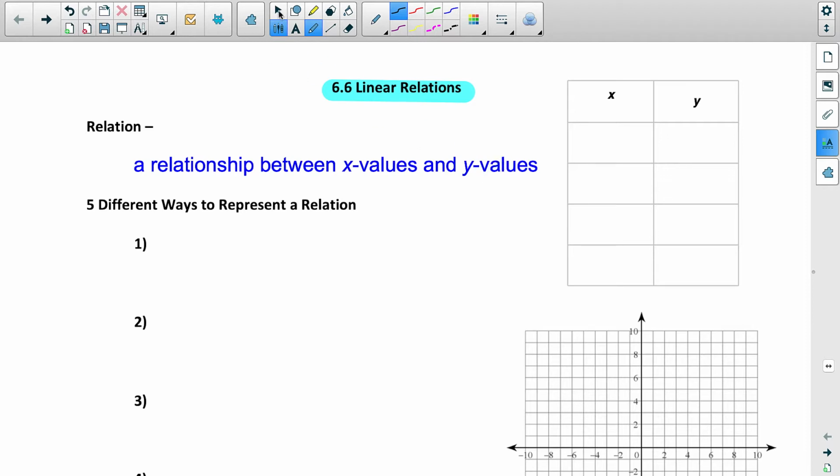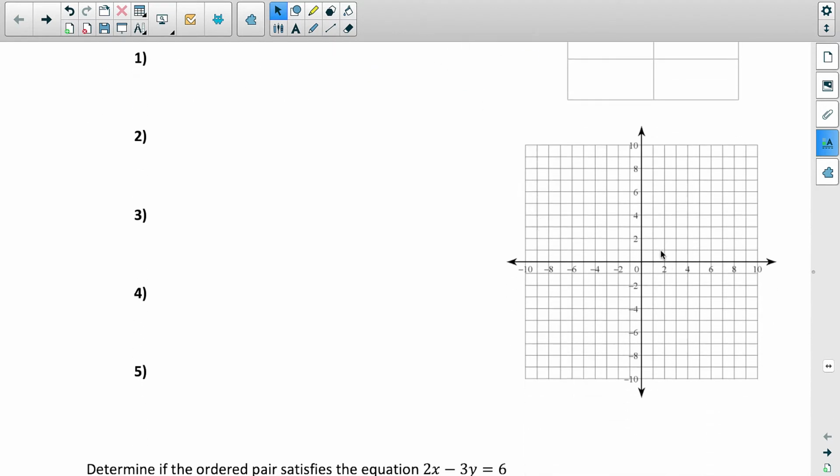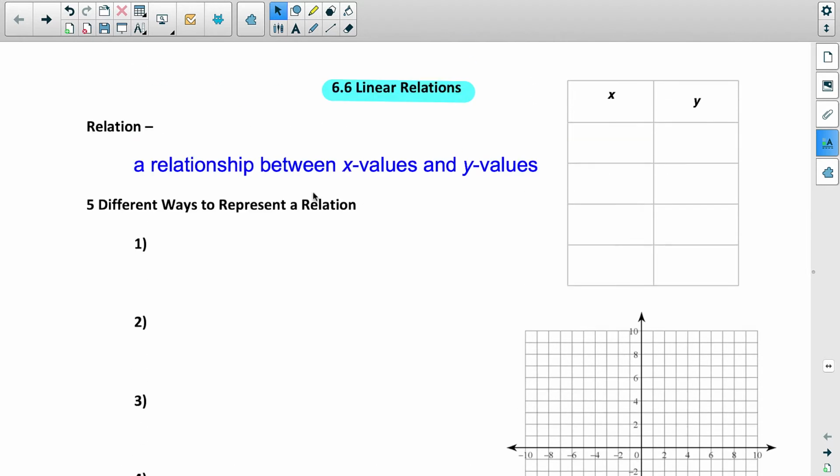We've been talking about ordered pairs, right? Last day you were graphing things on a Cartesian plane, looked like this, right? And we graph different points on here. Those are ordered pairs when you graph them. And a set, a bunch of ordered pairs together makes up a relation. So in this way, it's a relationship between x values and y values.